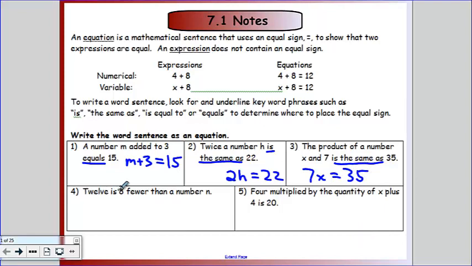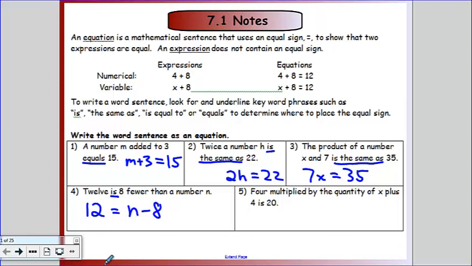Number 4 really does fool some people. It says 12 is 8 fewer than a number n. Is represents the spot for the equals. Prior to it, we just have the number 12. And then after, we have 8 fewer than a number n. Remember back to chapter 1, 8 fewer than a number n would be n take away 8. We have to switch the order there. This one looks different because the variable is on the right side. That can happen. That's actually very common.